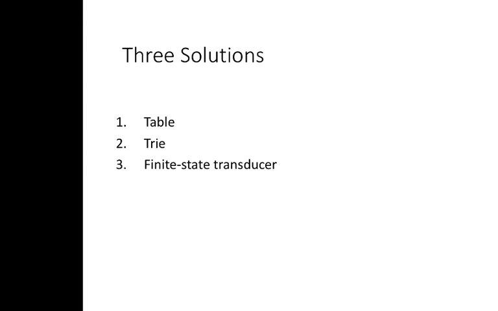So finite state transducers are not as fast as a lookup table, and they can be fairly large, but they're not necessarily much larger than a trie. And there are actually ways of solving the out of vocabulary problem, of dealing with out of vocabulary words and providing meaningful morphological parses of them.